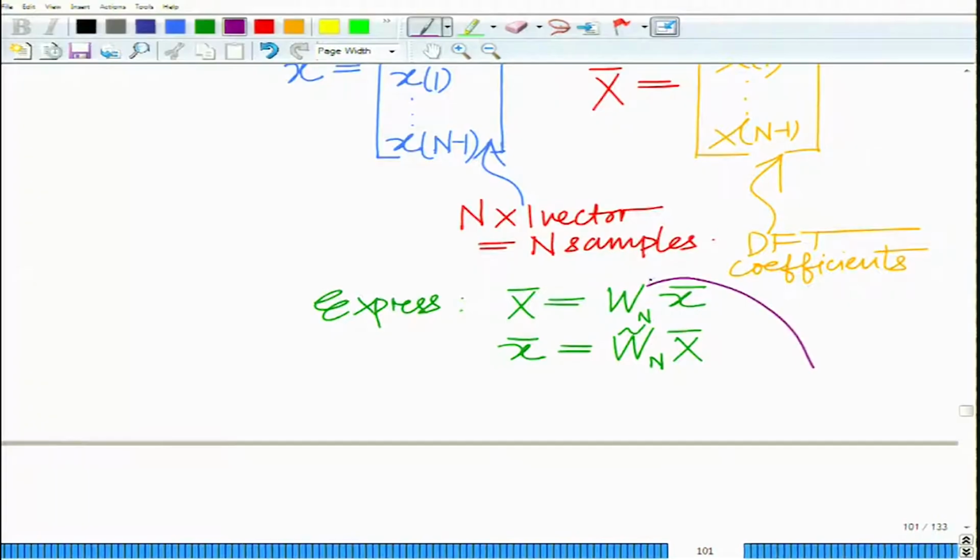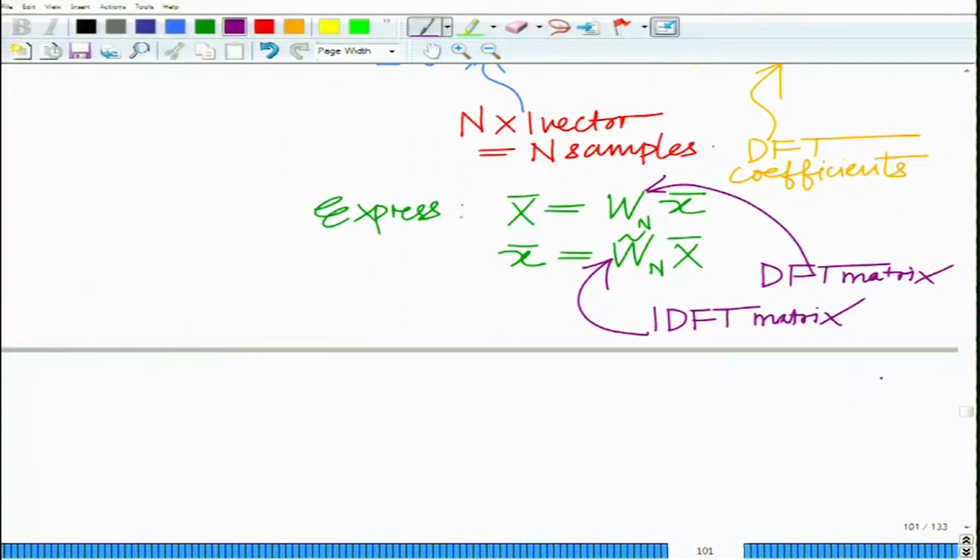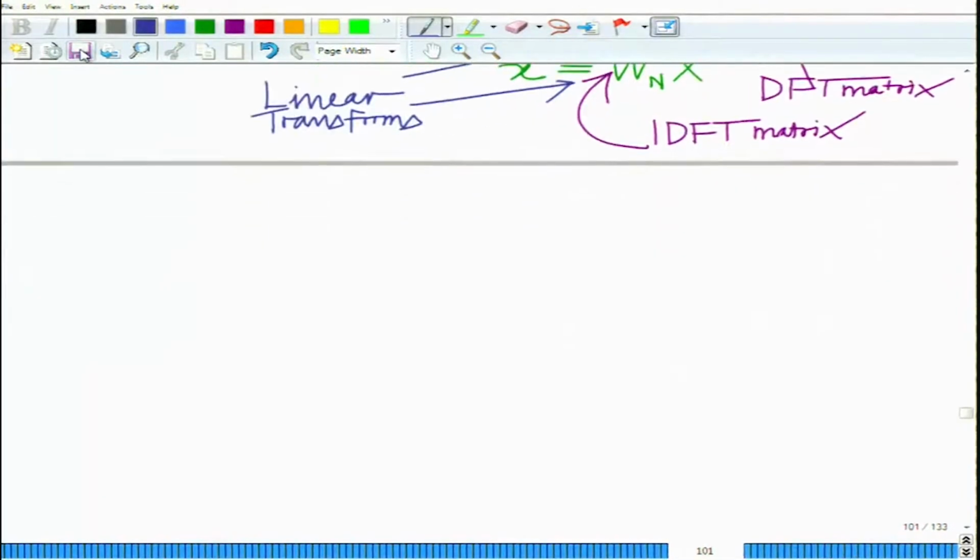So, this expresses these things as a transformation. So, this is called the DFT matrix, and this is the IDFT matrix, the inverse transform. So, we are representing the DFT and IDFT as linear transformations. Okay.